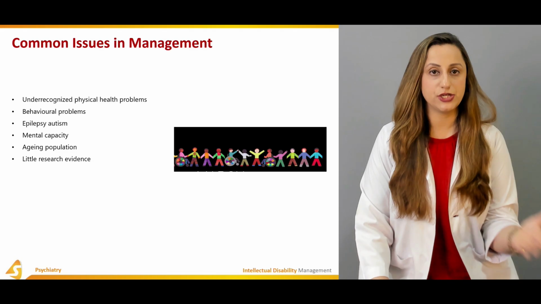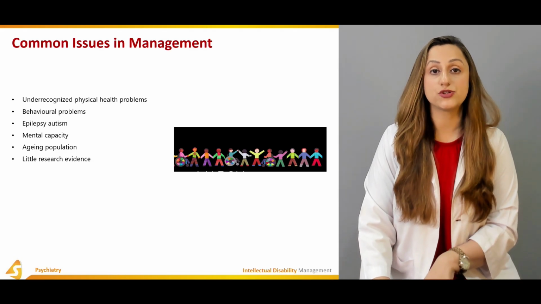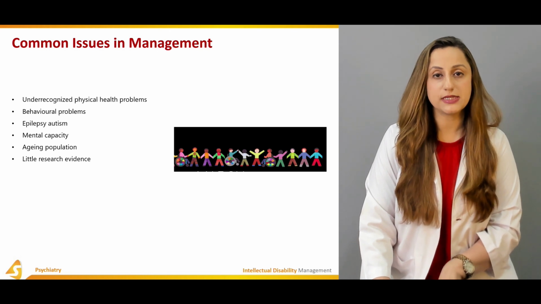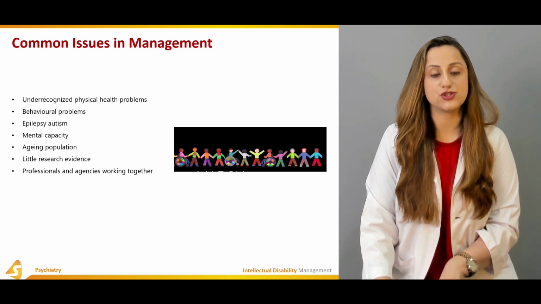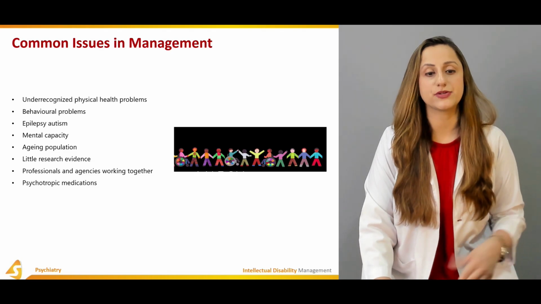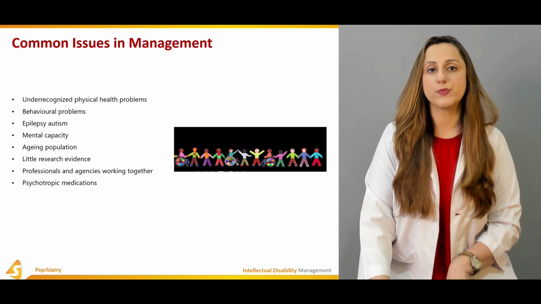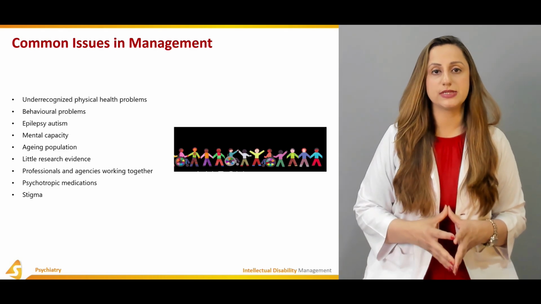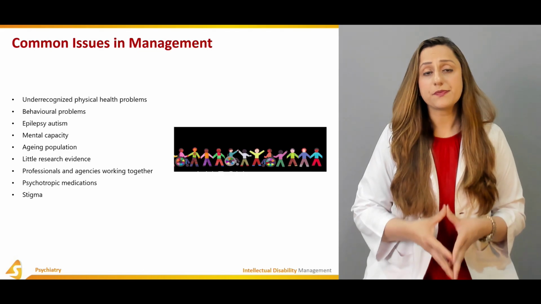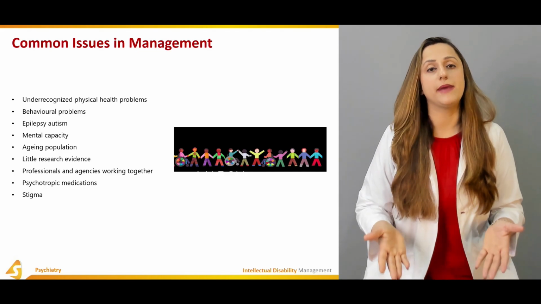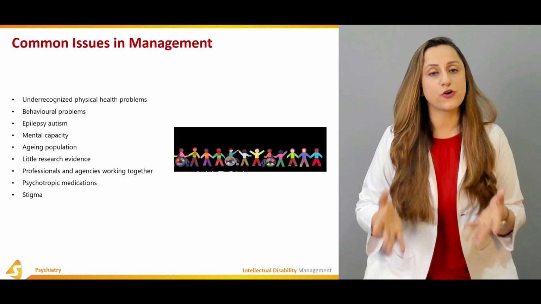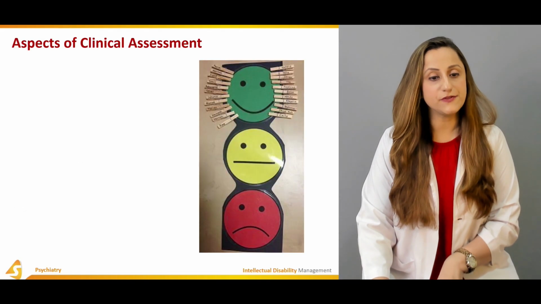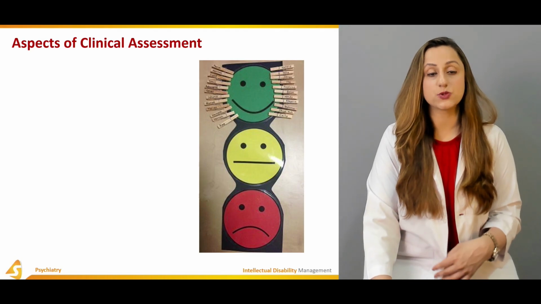Aging population is again very important over here. If they reach a particular age, if they're not syndromic, only then can they reach that particular age. Little research evidence has been carried out. Professionals and agencies are working together towards their betterment, and there are a lot of psychotropic medications as well. Stigma is attached to this kind of intellectual disability, so parents won't speak about their child who is suffering from such autism or autistic syndrome. Self-injury is usually seen in these individuals as well.